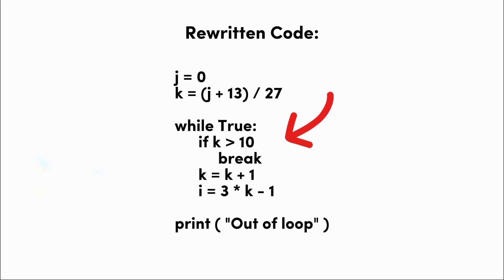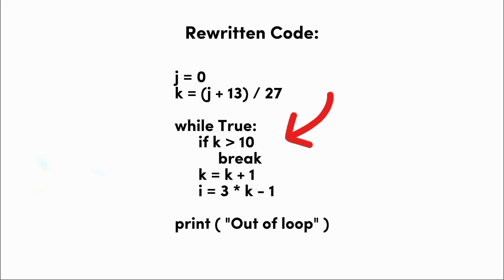Enter a while loop that continues indefinitely while true. Check if k is greater than 10. If it is, break out of the loop. If k is not greater than 10, increment k by 1. So k equals k plus 1 and calculate i using the formula i equals 3 multiplied by k minus 1.